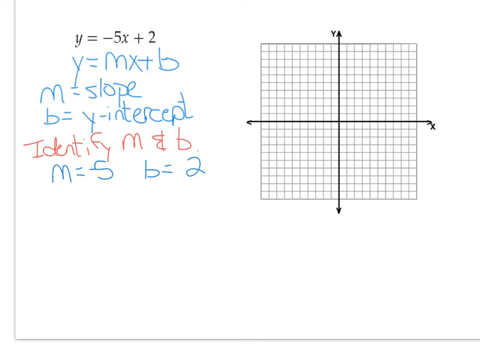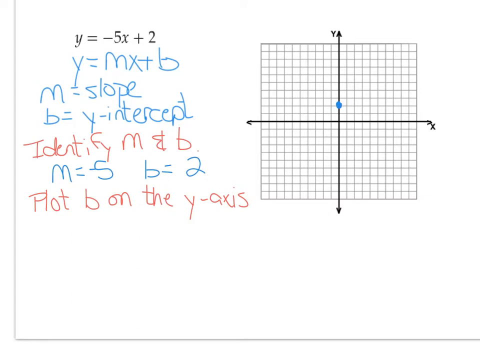After we identify m and b, what was the next step? The next step is to plot b on the, where does b go? It's the y-intercept, so it goes on the y-axis. So we've got a b of 2, that's a +2, so I'm going to go up 2 on my graph, and I'm going to put a point. That's 1 point. I want to have 3 points, if at all possible, on my graph.